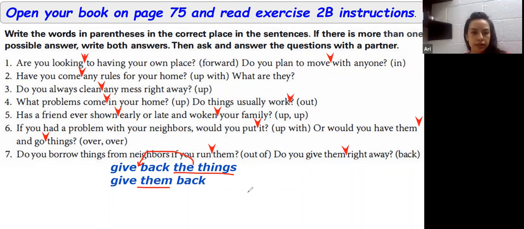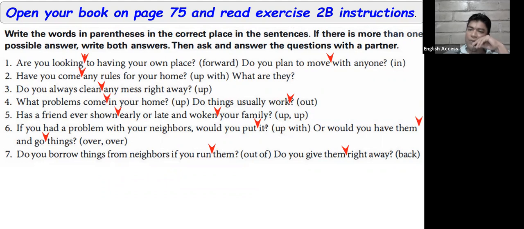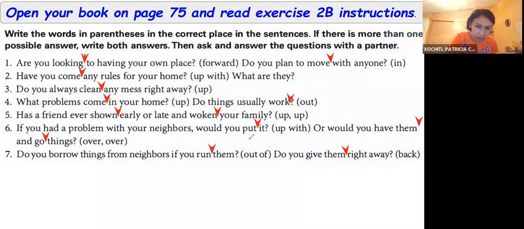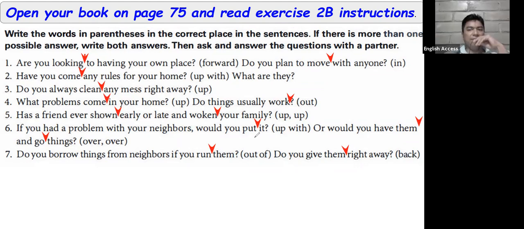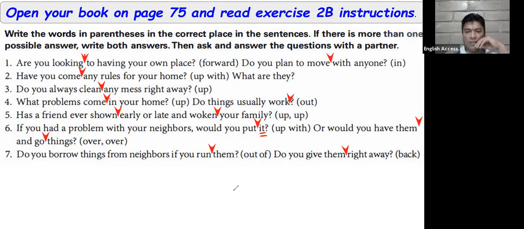Teacher, in number 6, is it possible to write put it up? No, that won't work. It has to be put up with it. It's transitive because it has an object. Put up with it. Yes, it has an object. Okay, more questions?